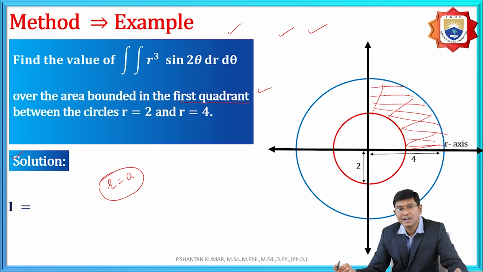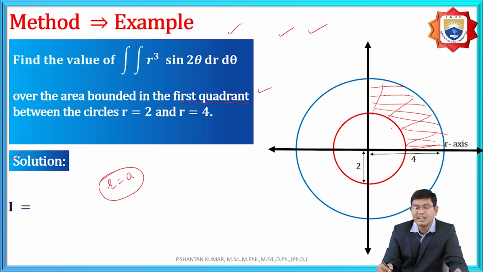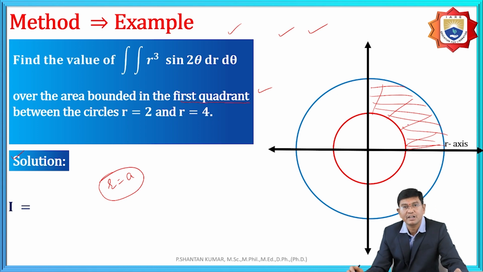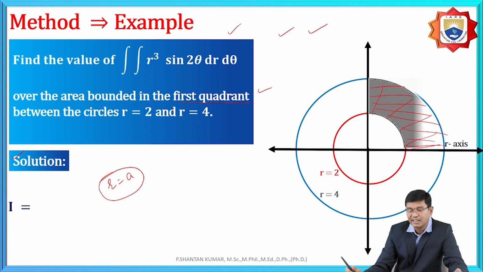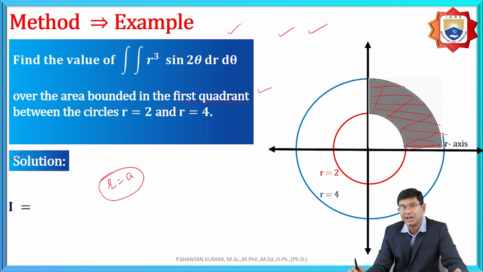And the bounded region is also completed. Next, in this diagram, the occupied region means the first quadrant. That first quadrant is nothing but the region we graphed. That means this is the first quadrant. It is a bounded region.